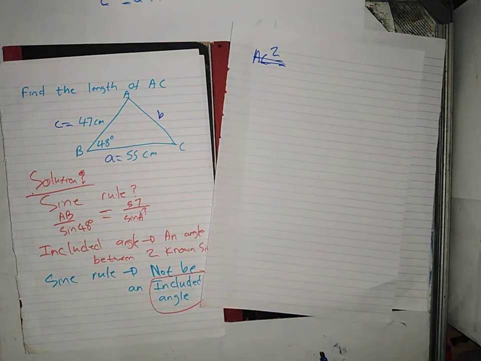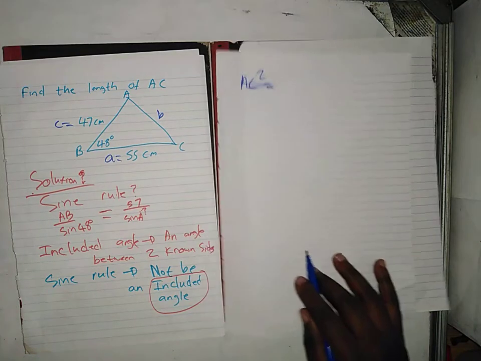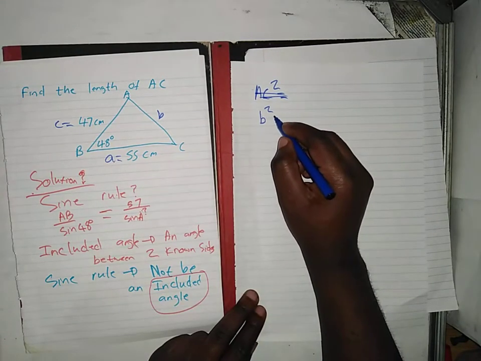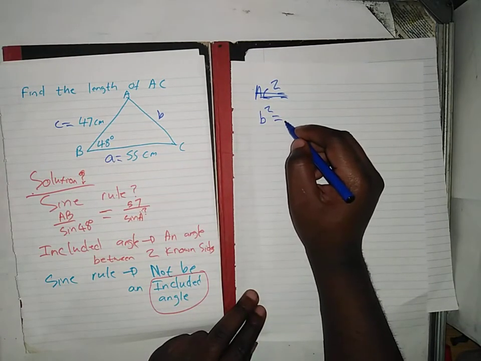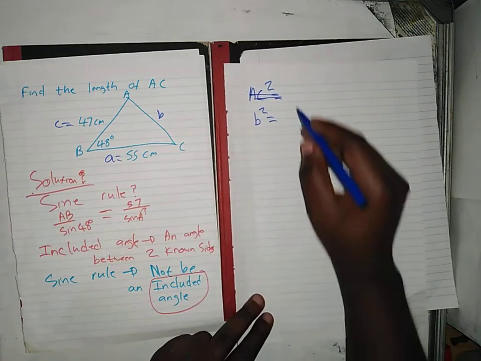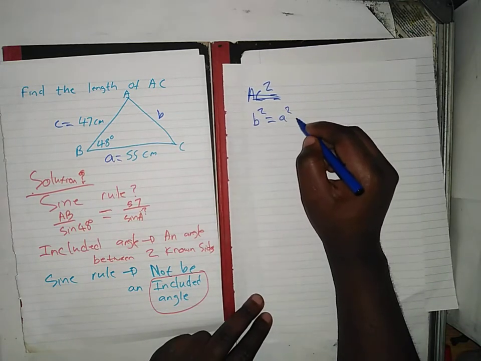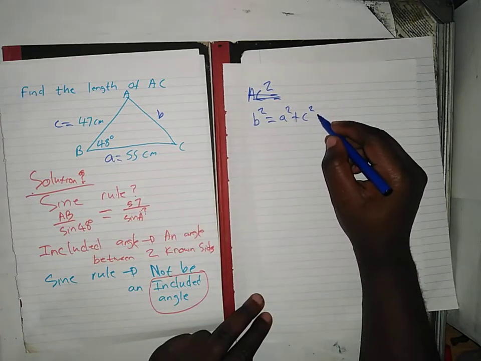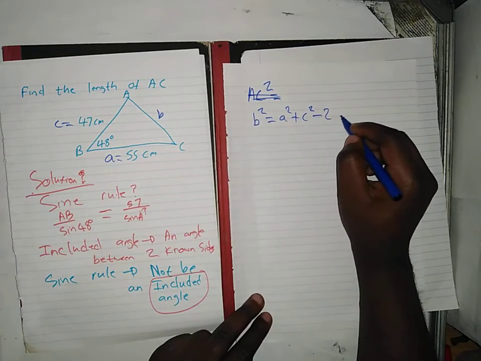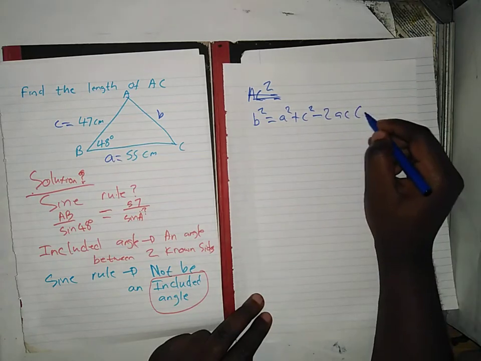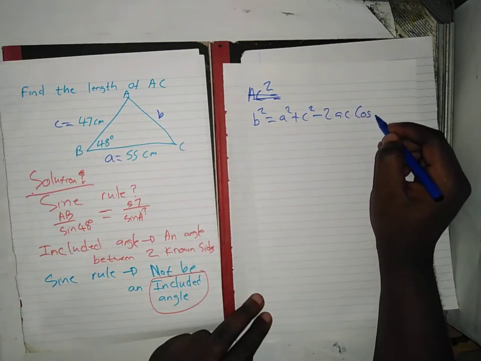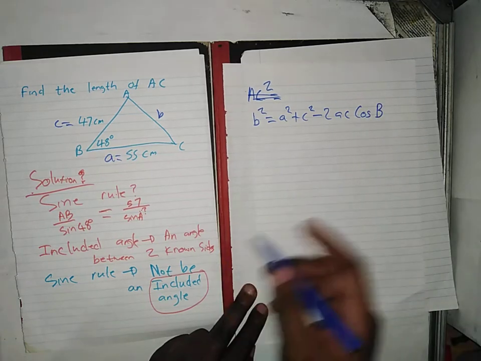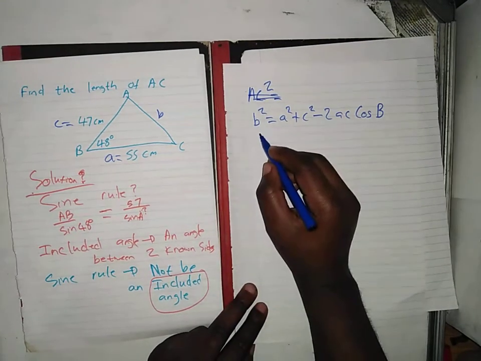So what are we going to do? We're going to say B squared is equal to what? B squared is equal to A squared plus C squared minus 2AC cos B, which is an included angle.